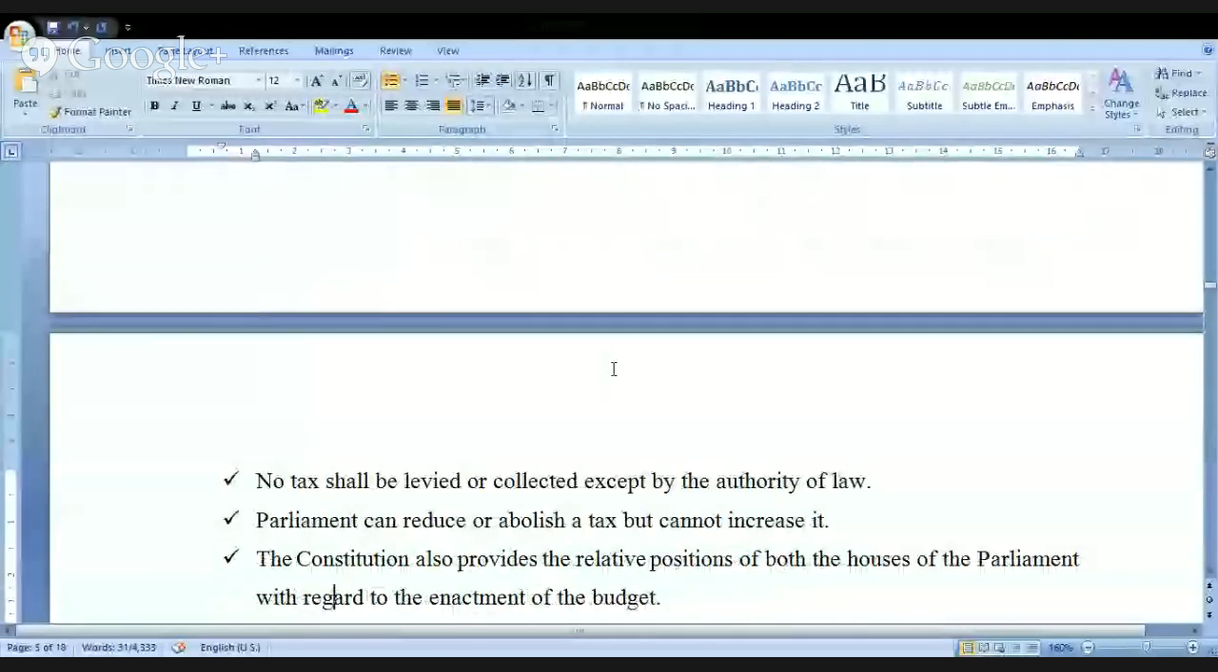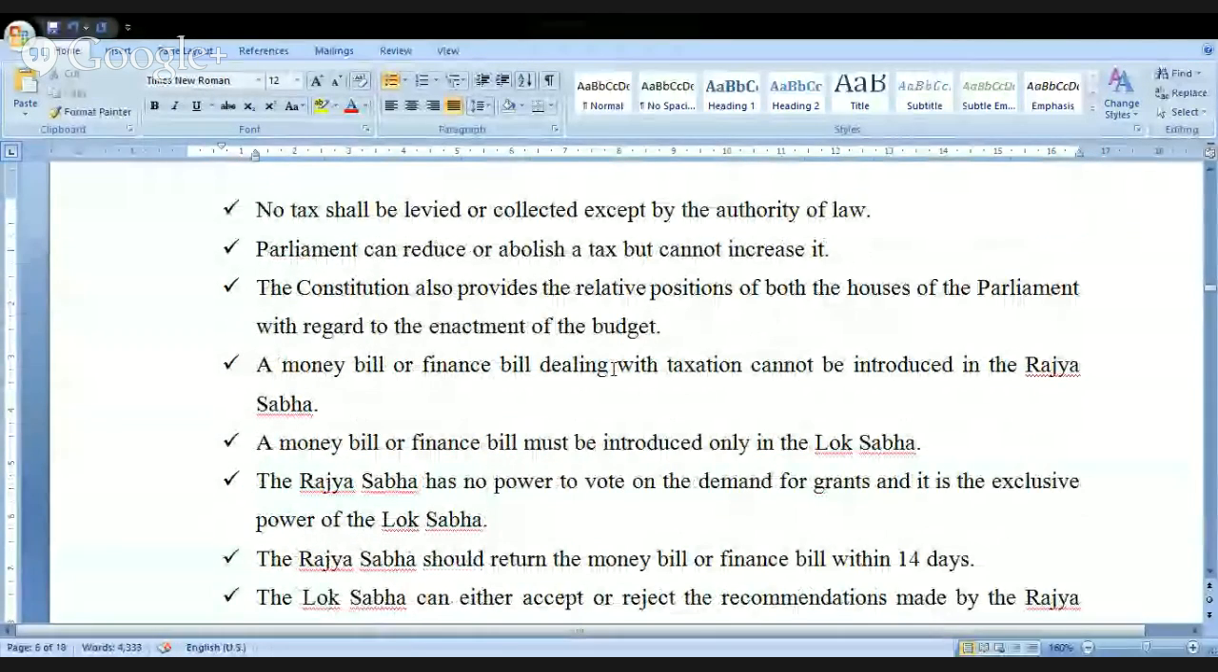permission of the president. In the similar manner, whenever the government wants to collect the taxes, you are collecting the taxes from the people, and for that reason, again you need to introduce a bill, again you need to pass a bill, and that bill should not be introduced in the Rajya Sabha. The bill has to be introduced only in the Lok Sabha with the prior permission of the president. That is the meaning of this. Now, again, look at this. I'm going to the next page. This is the meaning of this.